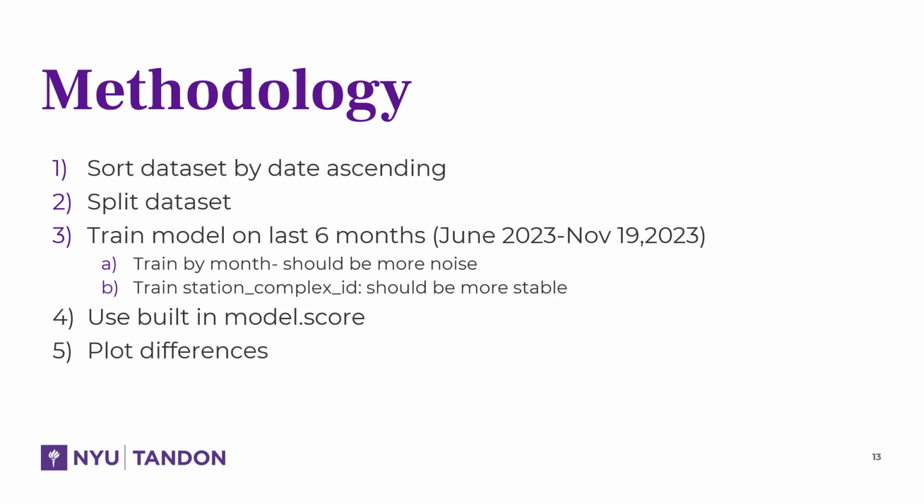The first one was to train it by month, which I theorized should have more noise and would most likely be less accurate and not be able to draw a good line, as well as to train it by complex ID, which I theorized should be a little bit more stable. I used the built-in model.score feature in order to score my models, and I also plotted the differences between the prediction and the actual in both cases.